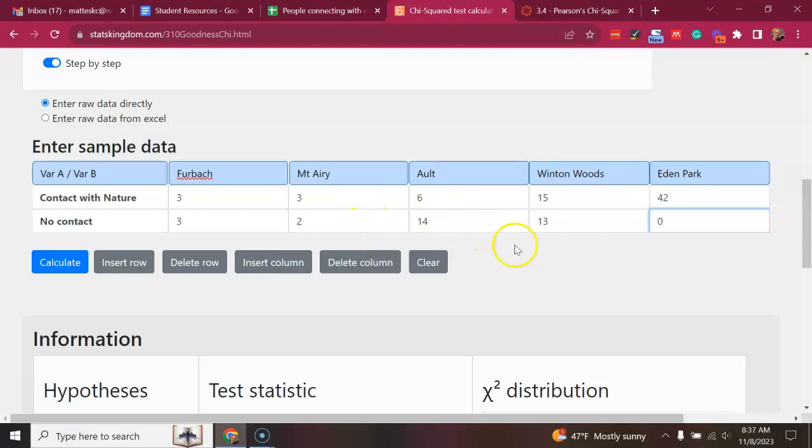Now, before we even run this test, I just want to acknowledge, just looking at the data, you can see that Eden Park could be viewed as a very strong impact on this data because everyone was connecting with nature. So as the experimenter, you would want to think, why is that? What was it that I saw happening in that park? Whereas the others, at least Furbach, Mount Airy, and Winton Woods, are close to about 50-50, and Alt is a little bit less. But given the divergences here, with Eden Park being so different, it will likely be significant that there's a significant difference in the frequencies among these 5 parks.